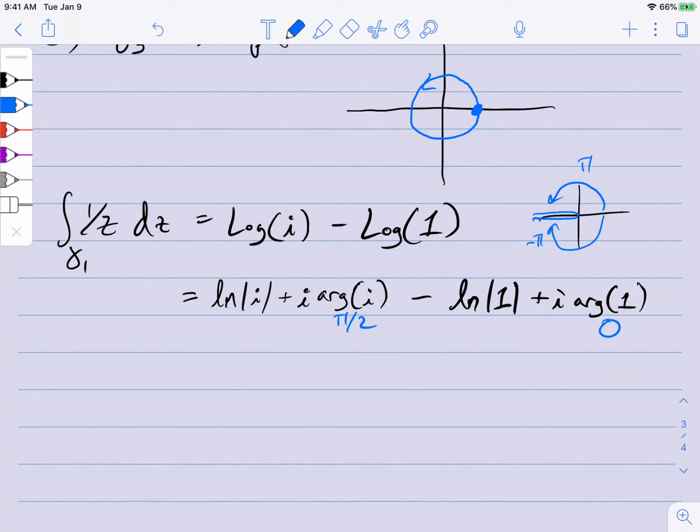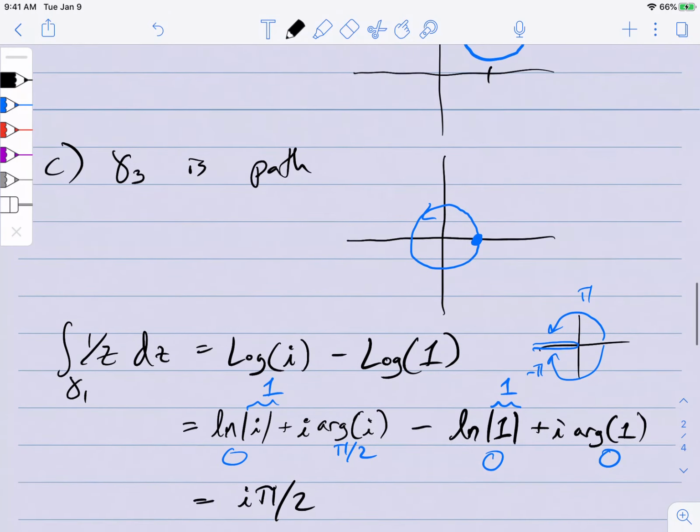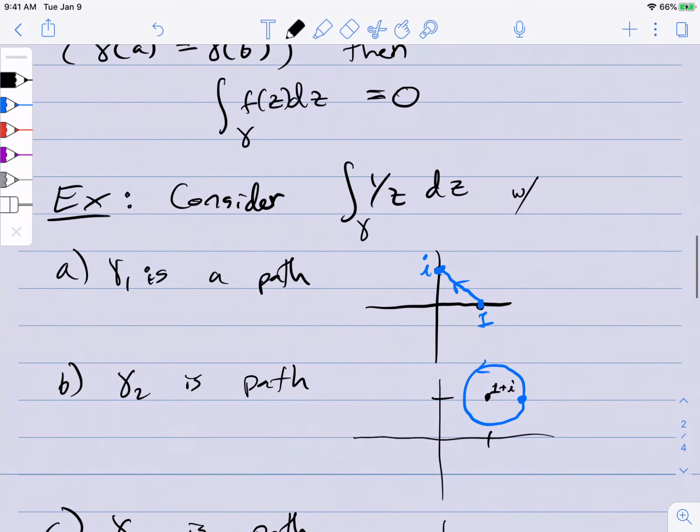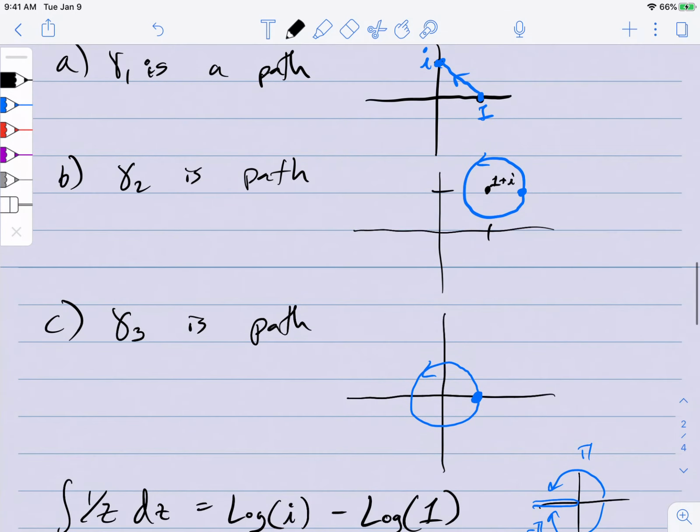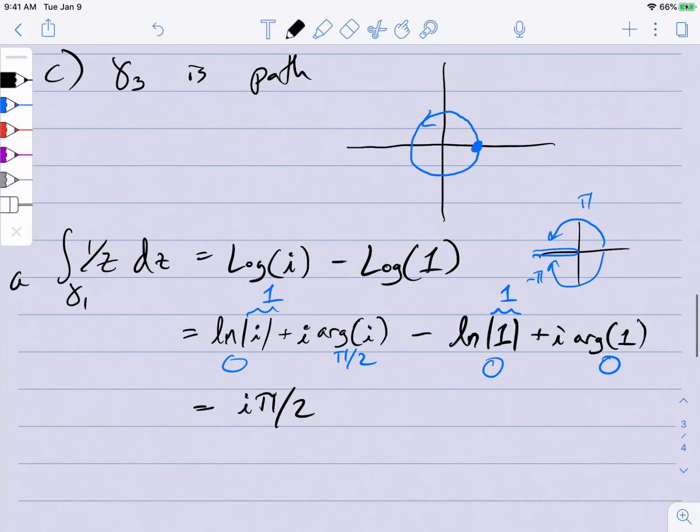Okay, so what is this? So argument of 1 is 0. The modulus of i is 1. Modulus of 1 is also 1. And the ln of that is 0, because e to the 0 equals 1. So this whole thing is 0, this whole thing is 0. And we just get i times argument of i, so i times pi over 2. Okay, so it's much easier than calculating the path integral by hand, because we don't even need to parameterize the path once we have an antiderivative. So that was A.